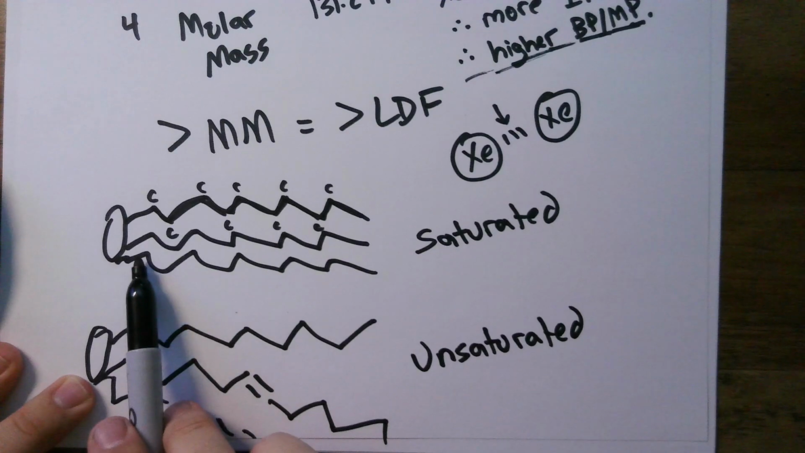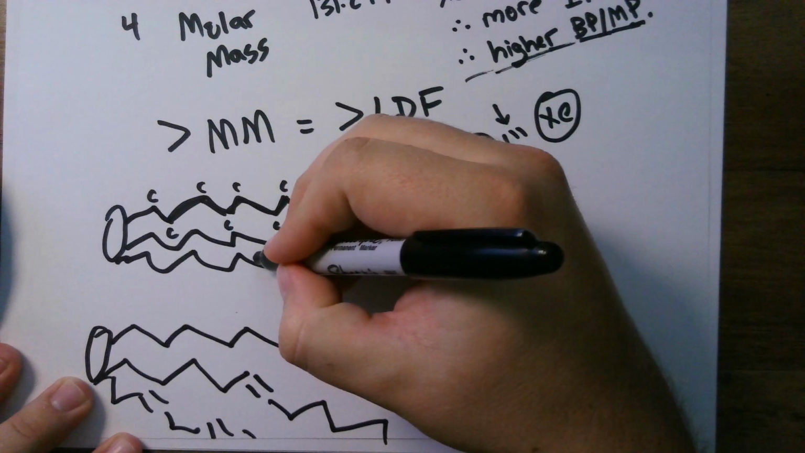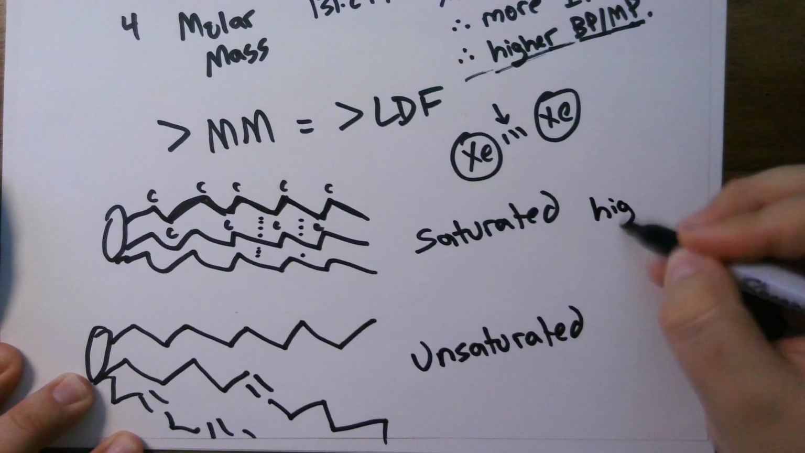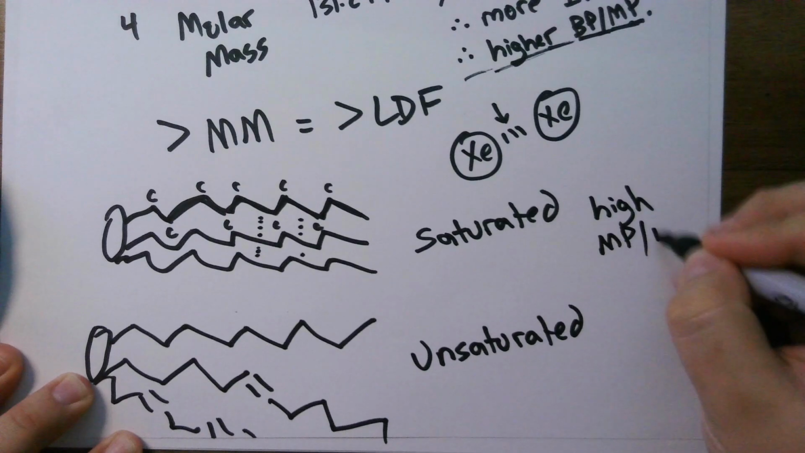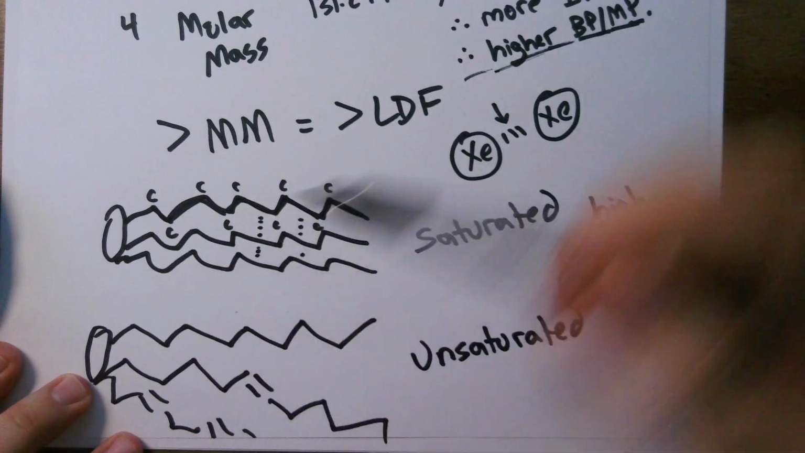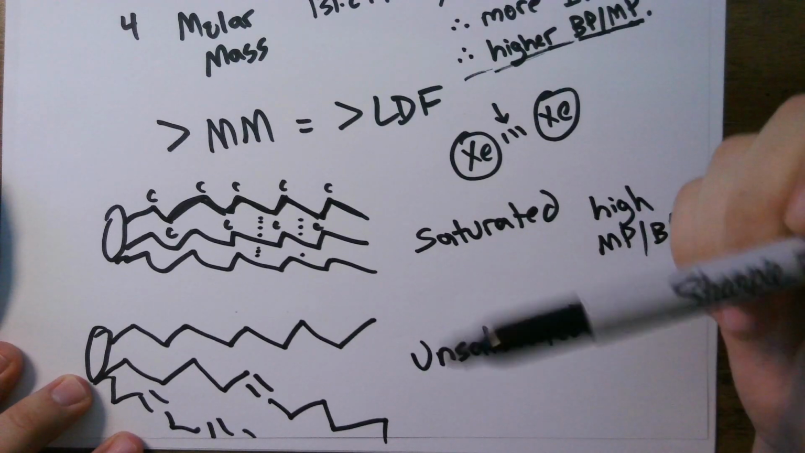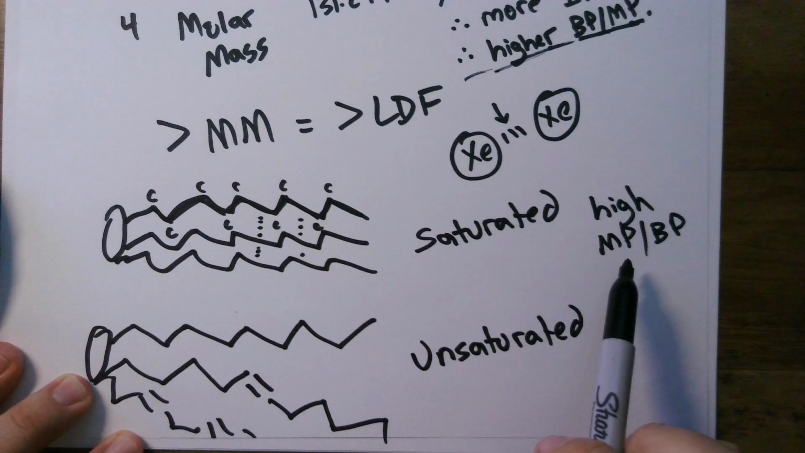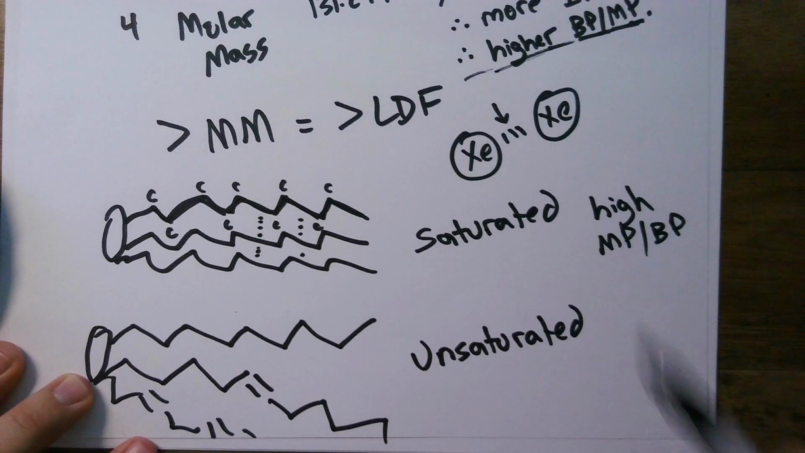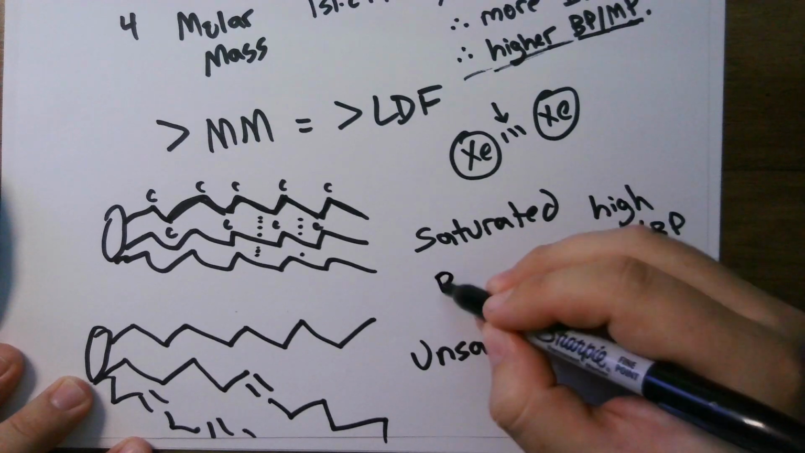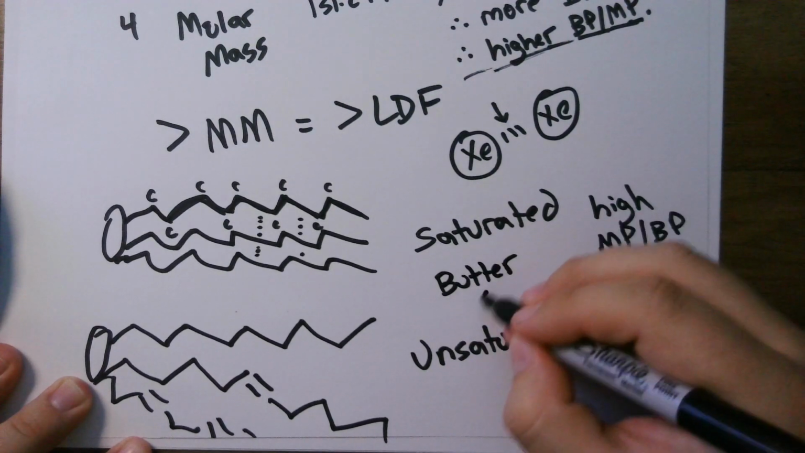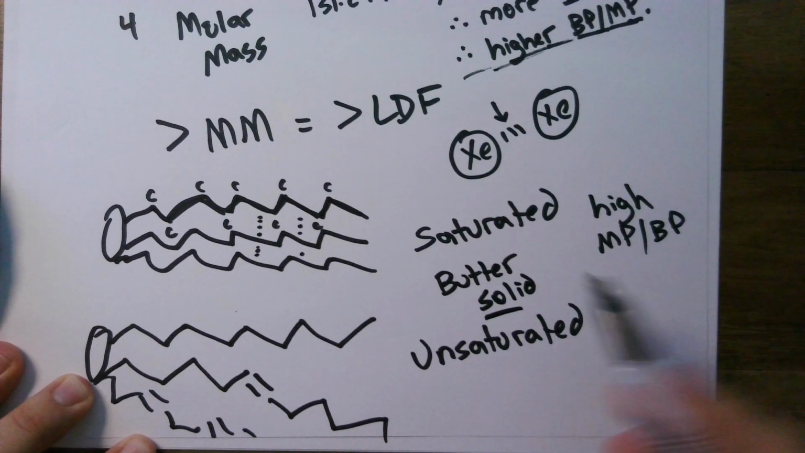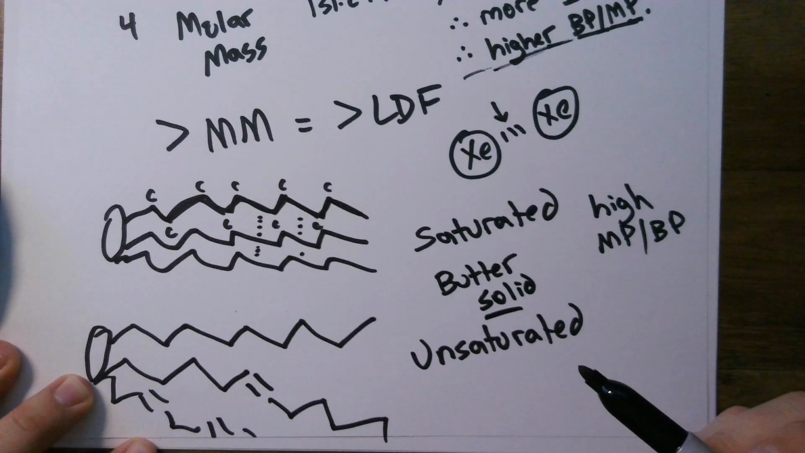Because all of these tails are straight, the distance between them is a lot shorter. And they actually have a higher melting point and boiling point because of that. Because these tails are able to get closer to each other, they experience more London dispersion forces, right? And that means they have a higher intermolecular force and higher melting and boiling points. Saturated fats are things like butter. They are solid at room temperature, because it takes more energy to melt them.